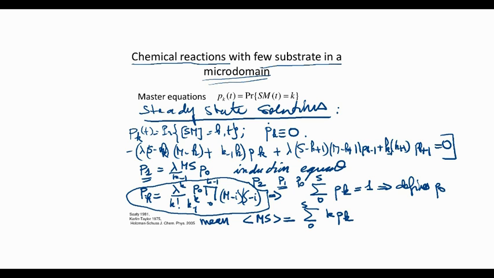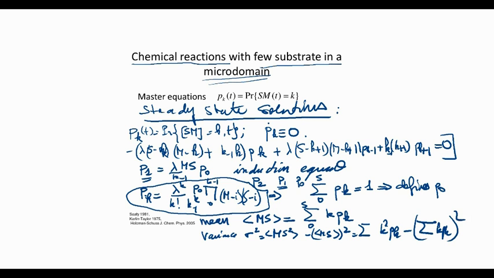You can calculate any moment of interest. You can calculate the variance, for example: sigma squared, which is the mean of the square minus the squared mean. So this is just the sum of k squared p_k minus the square of the sum of k p_k. And any moment of interest can be computed this way.